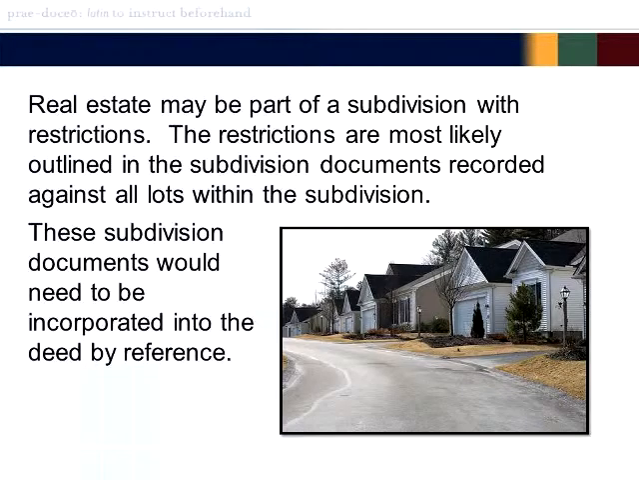Real estate may be a part of a subdivision with restrictions. The restrictions are most likely outlined in the subdivision documents recorded against all lots within the subdivision. These subdivision documents would need to be incorporated into the deed by reference.